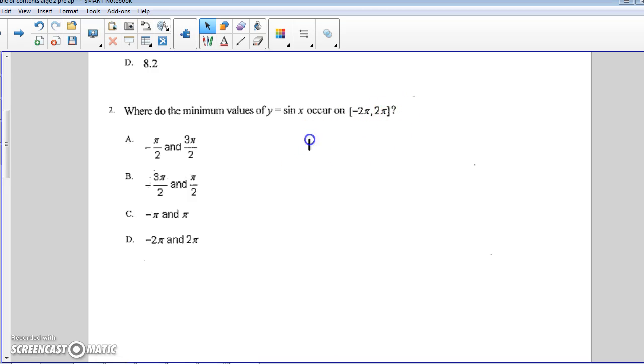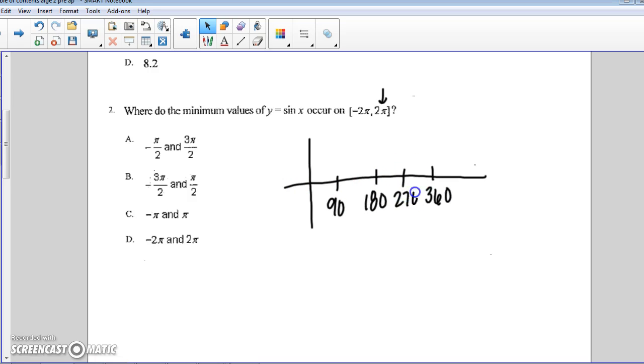Alright, number 2. Where do the minimum values of y equals sine x occur from negative 2 pi to 2 pi? Alright, well, 2 pi is one normal circle. So if you remember, say we talk about degrees, for 360, that normally sine starts at 0, goes up to 1, back to 0, down to negative 1, and back to 0. So it goes up, down, and up. Well, minimum value would be the low here.